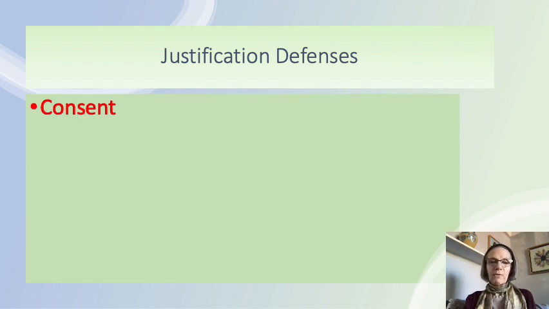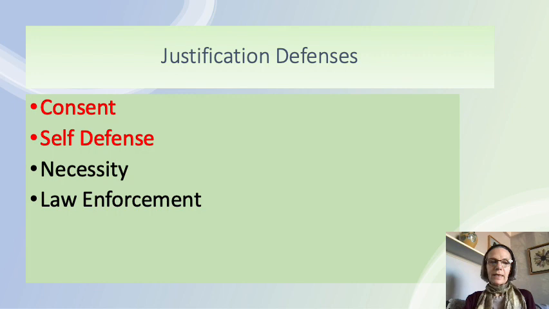So your textbook identifies 4 justification defenses: consent, self-defense, necessity, and law enforcement, okay? And we're going to take a look at consent and self-defense. Make sure you take a look at necessity and law enforcement as a justification defense, particularly with law enforcement, since that's a really hot topic these days. This idea that law enforcement is immune from criminal prosecution because they're acting under the color of law, right? That they're acting in their capacity of law enforcement. But we're going to focus on the first 2.